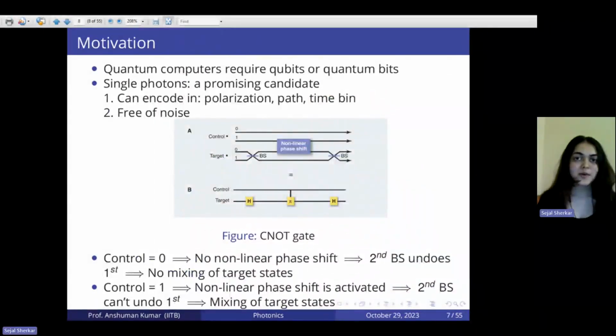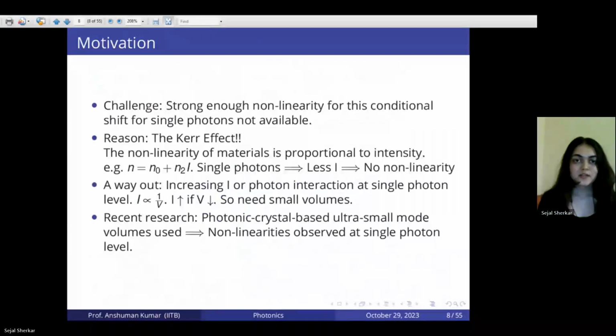Quantum computers require qubits or quantum bits. Single photons are a promising candidate. Firstly, they can encode in polarization, path and time bin. Secondly, they're free of noise. Challenge: strong enough nonlinearities for this conditional shift for single photons is not available.